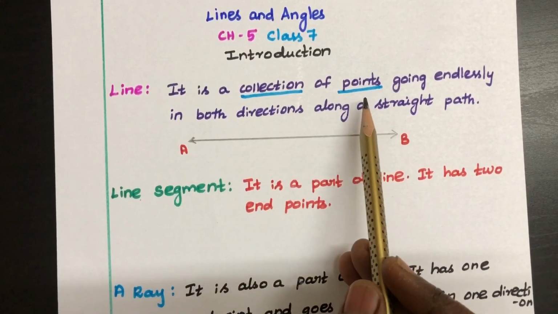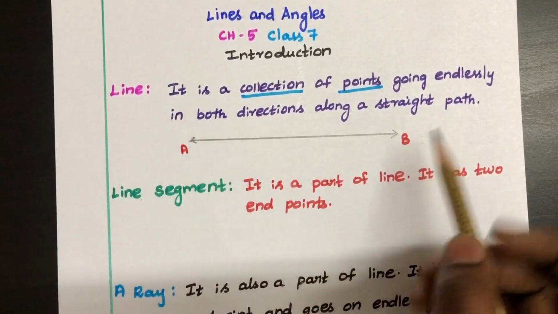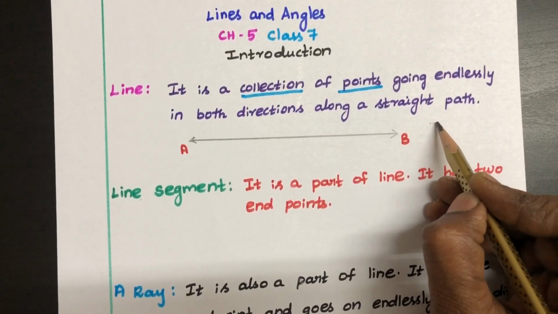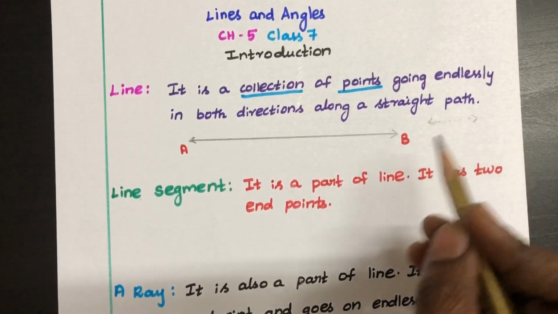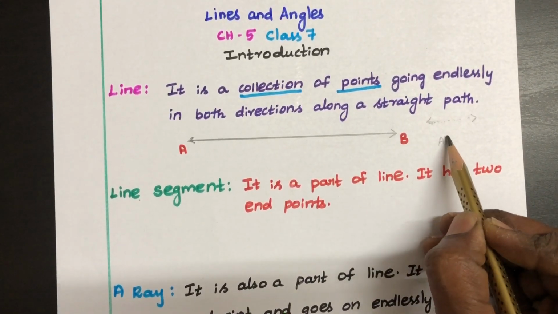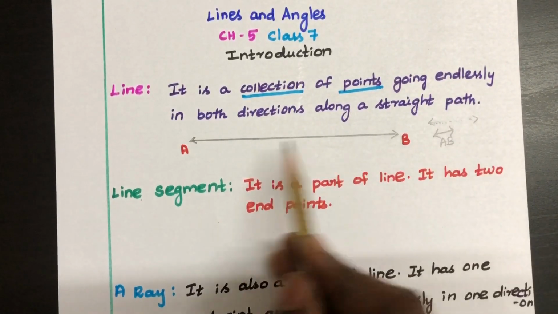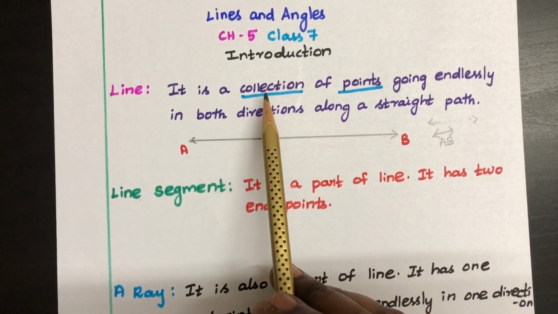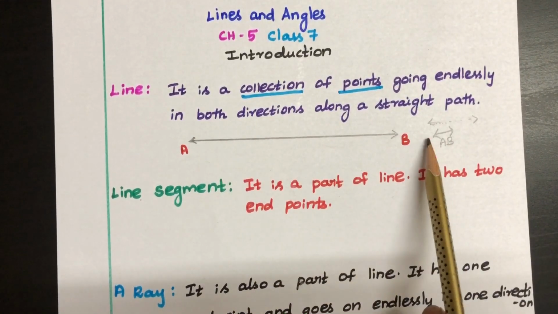It is a collection of points going endlessly in both directions along a straight path. What is a line? If points are there, what is a point? This is a point. If a collection of points goes endlessly in both directions along a straight path, it is called a line. It is denoted by AB with arrows on both sides. The arrows indicate it is going endlessly in both sides, right and left. So this is called a line.